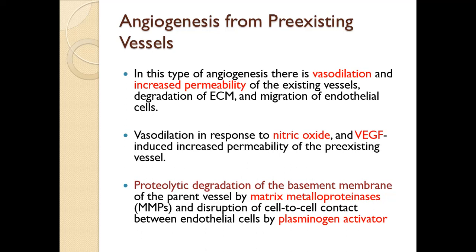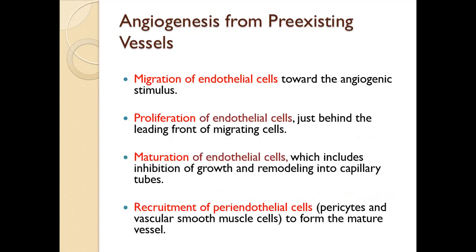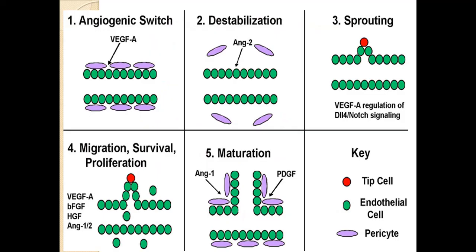Then the endothelial cells will start migrating towards the angiogenic stimulus. During this migratory process, there will also be proliferation of endothelial cells just behind the leading front of migrating endothelial cells. Once these endothelial cells reach their destination, they will start maturing and remodeling themselves into capillary tubes. Then the further growth of these vessels will be inhibited. Finally, these capillary tubes will be organized into mature vessels by recruitment of periendothelial cells. This is a schematic representation of how angiogenesis from pre-existing vessels occurs.